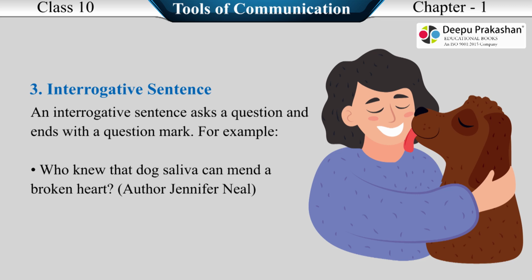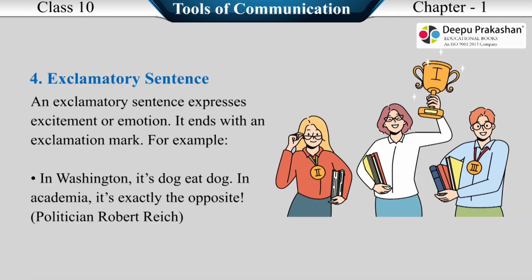3. Interrogative sentence. An interrogative sentence asks a question and ends with a question mark. For example, who knew that dog's saliva can mend a broken heart? Author Jennifer Neal. 4. Exclamatory sentence. An exclamatory sentence expresses excitement or emotion. It ends with an exclamation mark.